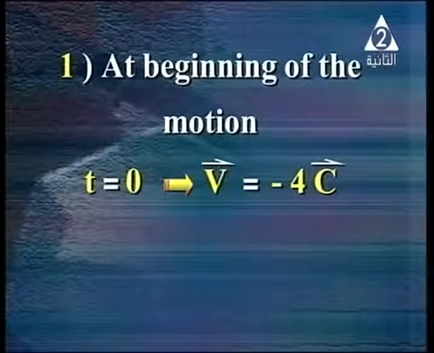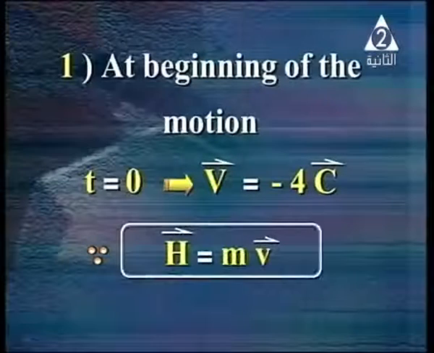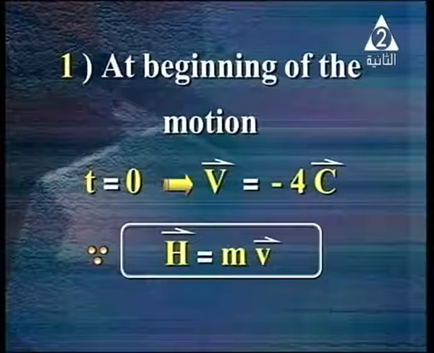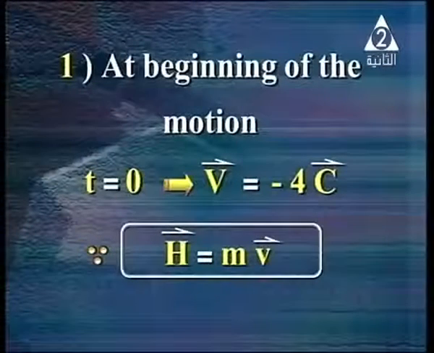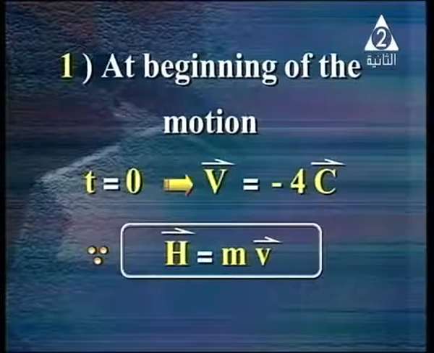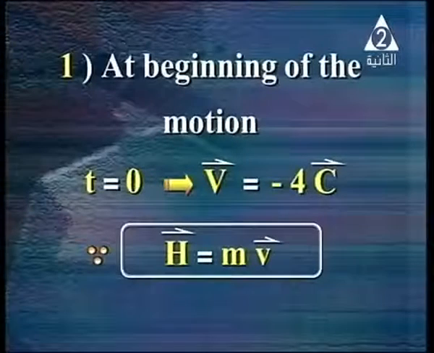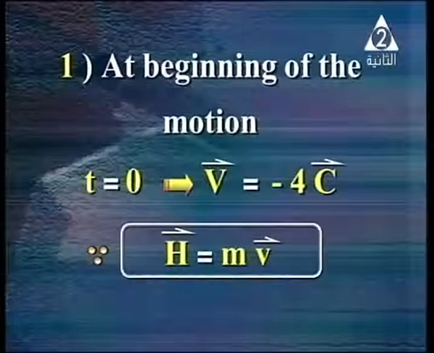What is the momentum of this car? h vector equals m times v vector, mass times velocity vector. What is m? 2 tons. We convert 2 tons to kilograms, which equals 2,000. Then h equals 2,000 times negative 4c. The answer is negative 8,000 c.